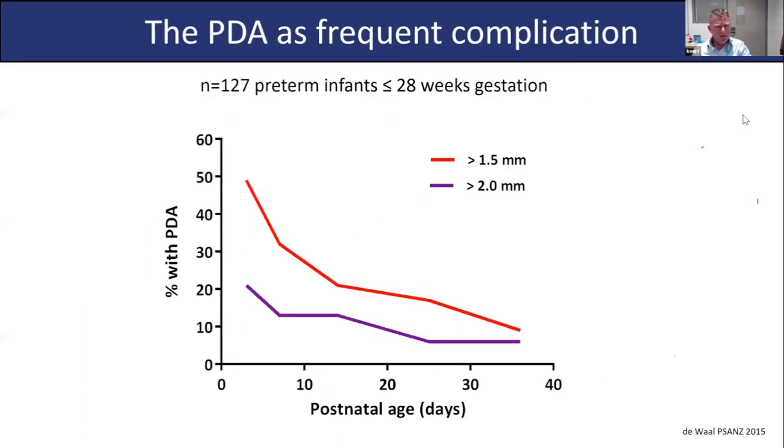The PDA is a very frequent complication. All of us, if you're a neonatologist, have to deal with this, I think, at least once a day on your ward rounds. This is our data in 127 babies, 28 weeks and below, where in the first 10 days, 30 to 50% of the babies will have a PDA larger than 1.5 millimeters, and about 12 to 20% larger than 2 millimeters.